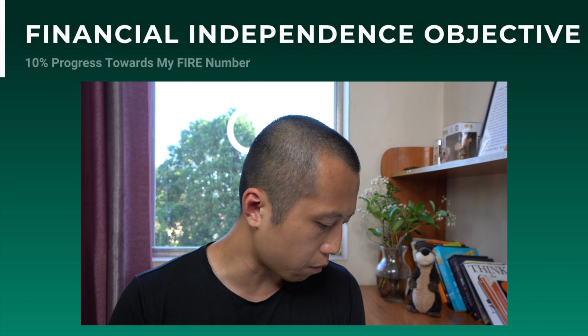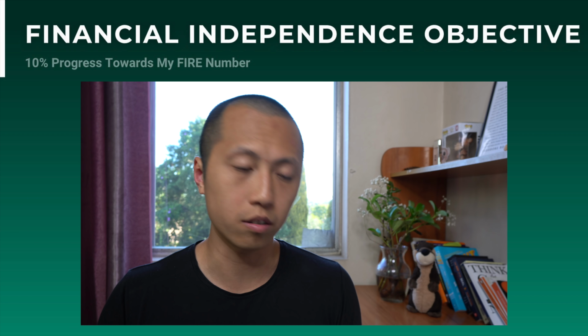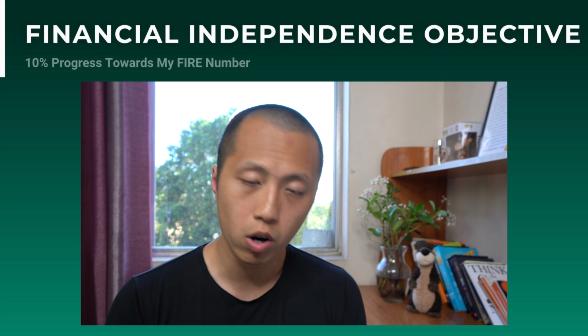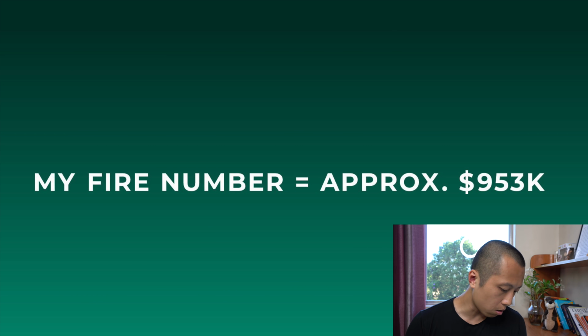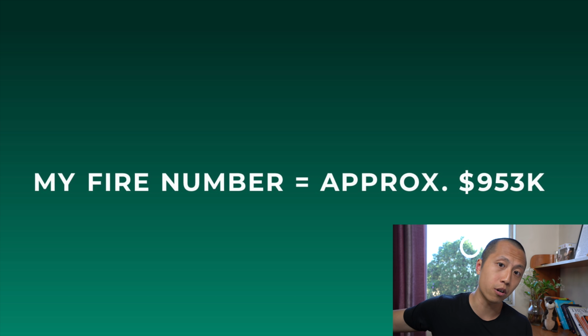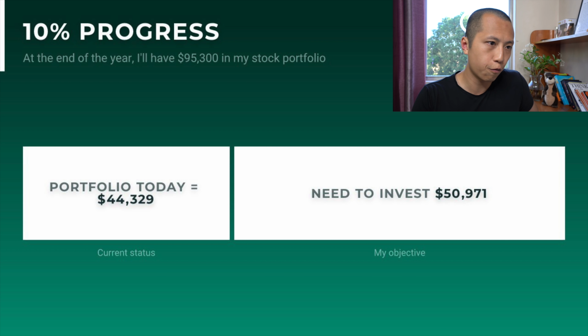Now, the second set of OKRs is actually pretty straightforward, and that's my financial independence OKRs. And the objective here is 10% progress towards my FIRE number. Now, I need approximately $953,000 in my stock portfolio in order to be financially independent when I am 35. Now, I currently have $43,000 invested in stocks. At the end of this year, I want to make sure that I am 10% there when it comes to my FIRE number, which means that at the end of this year, I need to be at 100 grand in my stock portfolio.